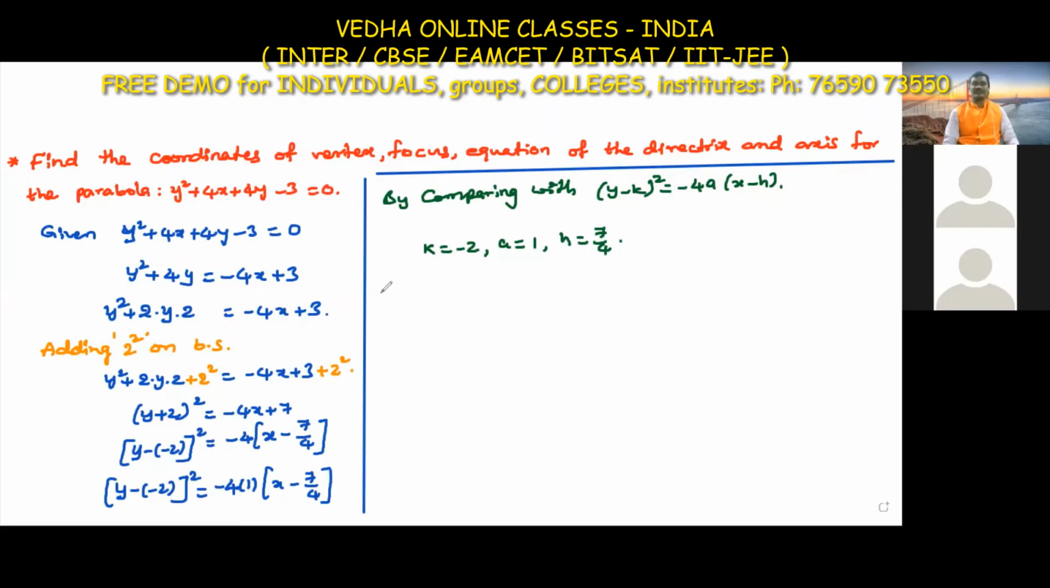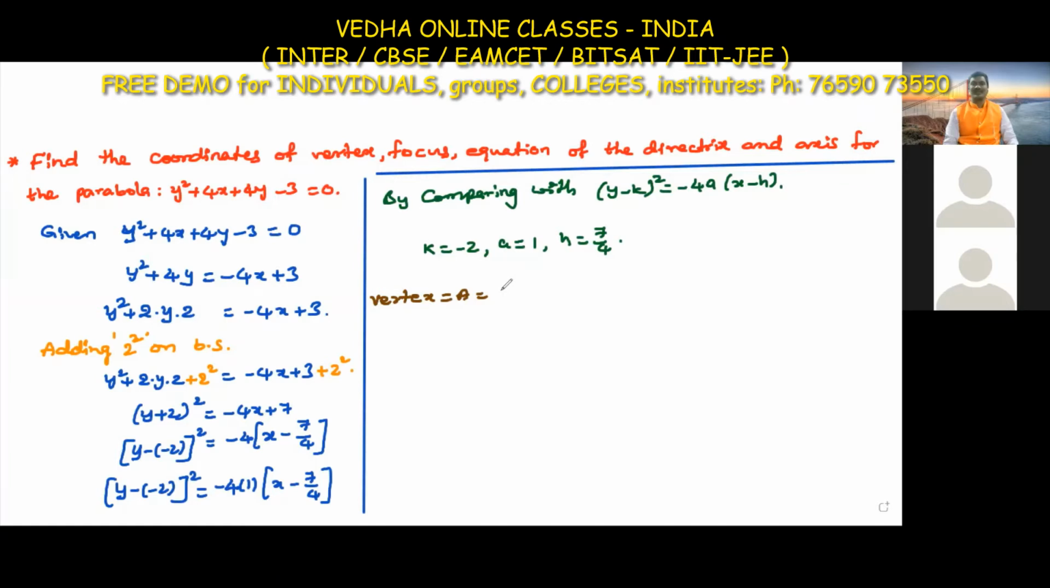Now I am going to write the properties. After getting the h, k and a values, now we can write the properties. What is the vertex? Tell me from the table. From the table, what is the vertex? Vertex is equals to, tell me fast.